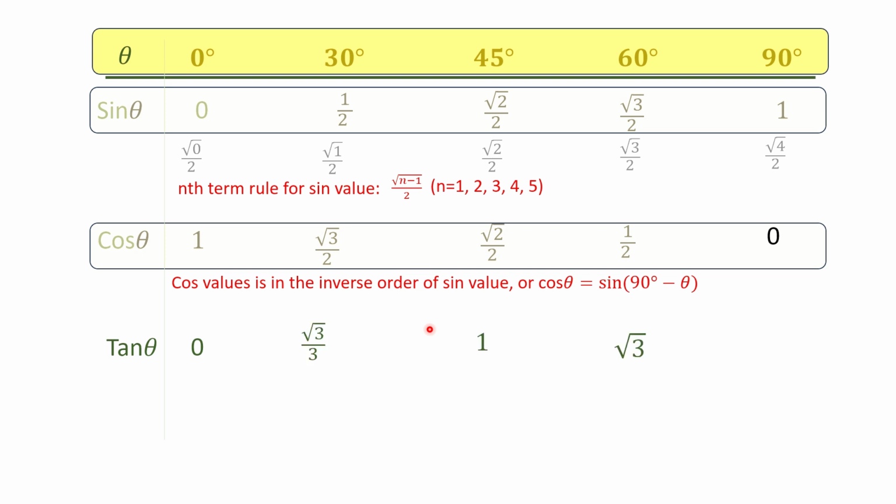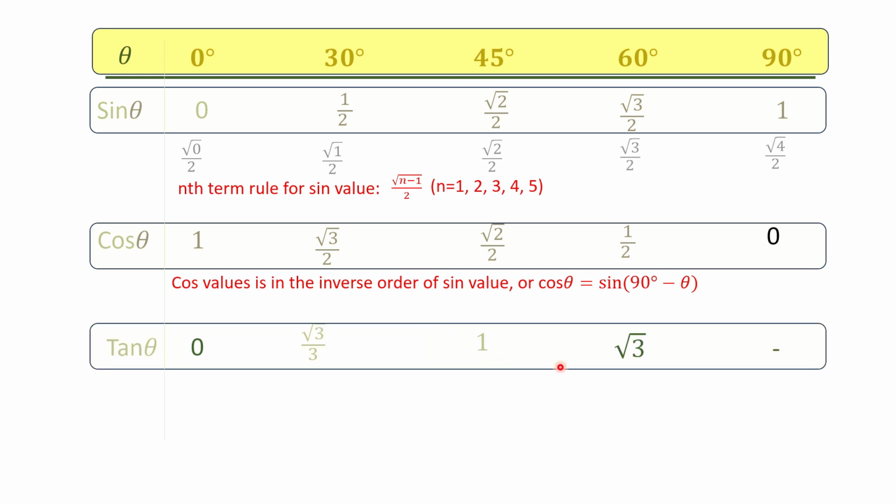Okay, so next one is tan. Here are our tan values. We are not required to remember tan 90. It's not because they are so kind. It's because tan 90 is not defined, or another way to say it, it doesn't exist.